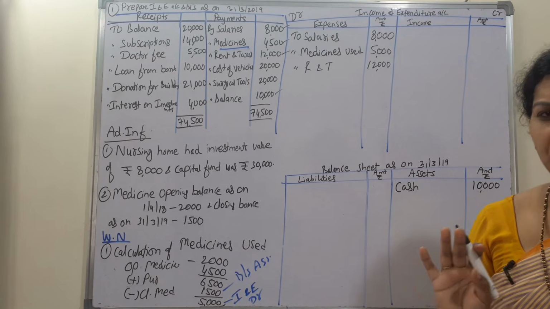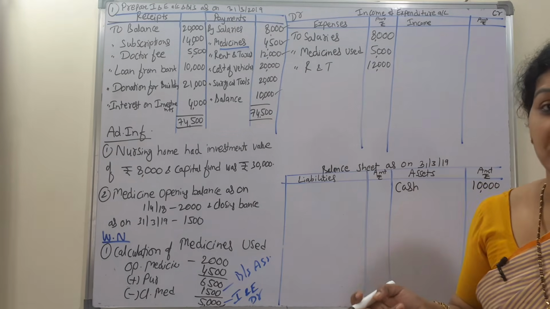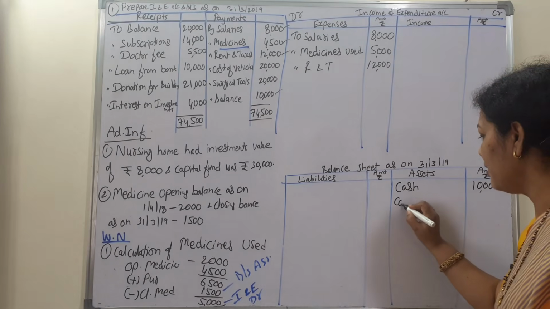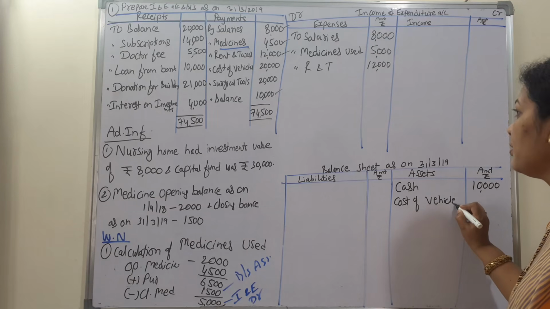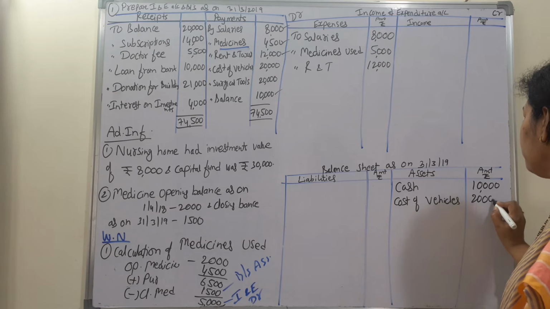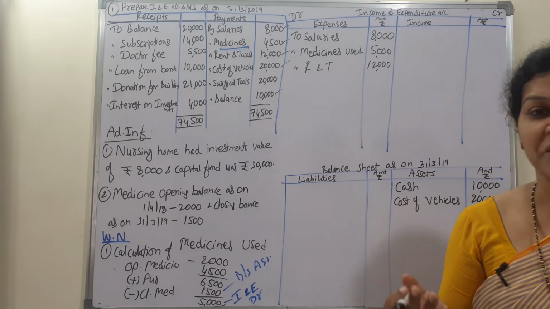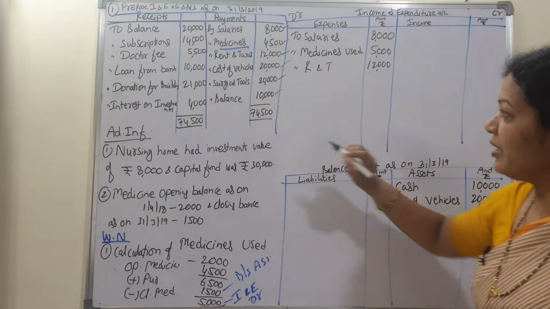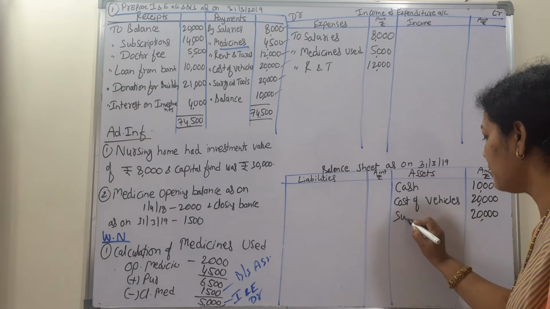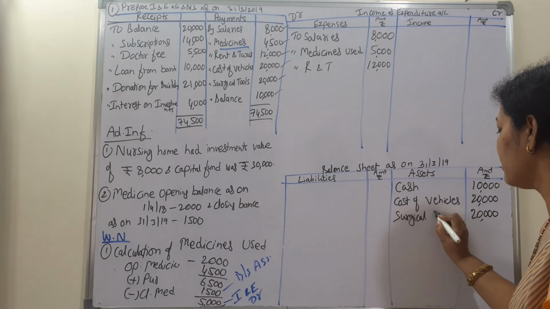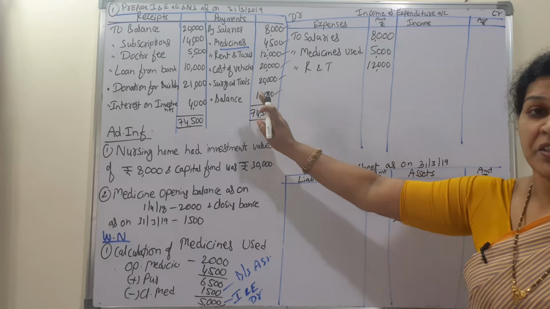After writing cash or bank balance, we can write anything. So now what is there? Cost of vehicle. It's an asset. Cost of vehicle, asset side we are writing 20,000 over. Surgical tools also, when we are purchasing any tools, it's an asset. So we'll take asset side 20,000. Debit side, credit side, everything is over.